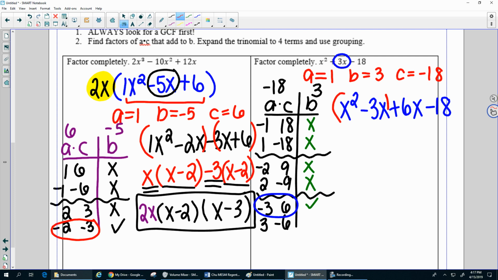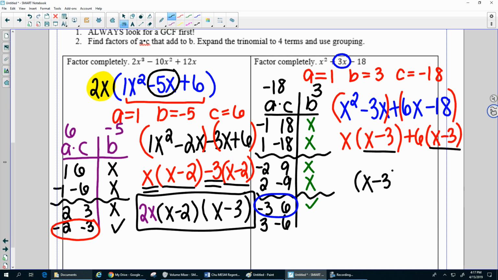Factor by grouping, let's draw our parentheses. From the first two terms, we factor out an x. I'm left with x minus 3. From the last two terms, we factor out a positive 6. We're left with x minus 3. And again, I'm checking for myself as I go. I know I'm on the right track because my parentheses are the same. X minus 3 will be one of my factors, and your other factor is x plus 6.